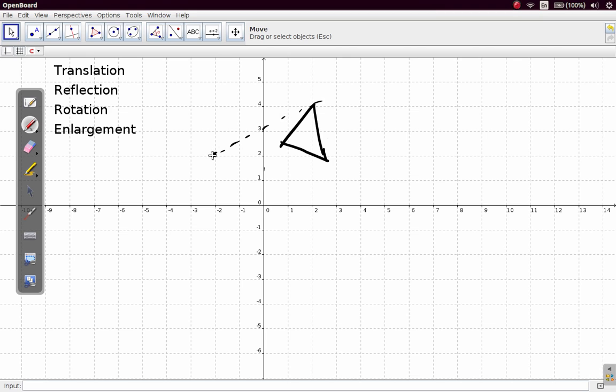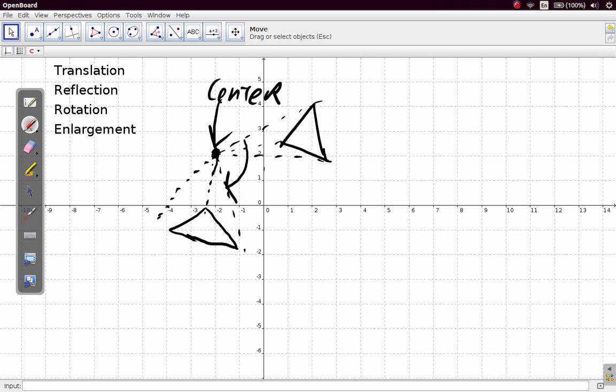If you have lines going to each vertex of the object, this is the original object, and you rotate it a certain angle around this point, which is the center of rotation, each point on the object is rotated through that same angle, right? And then you have the image. It will have the same size, same shape, it's just that you have it rotated, and the center of rotation would be right here, right? The center of rotation. This angle is the angle of rotation.